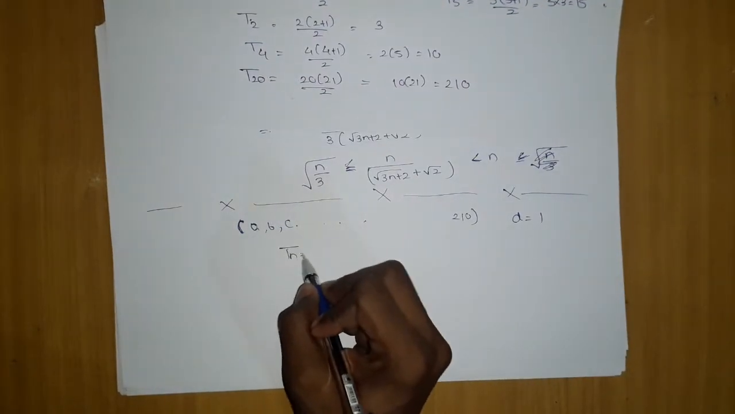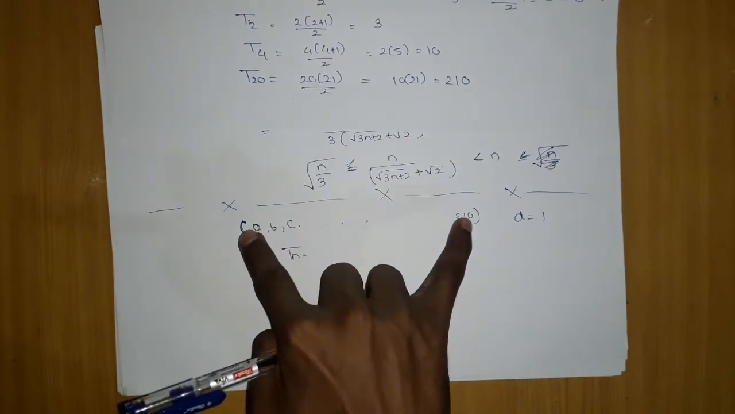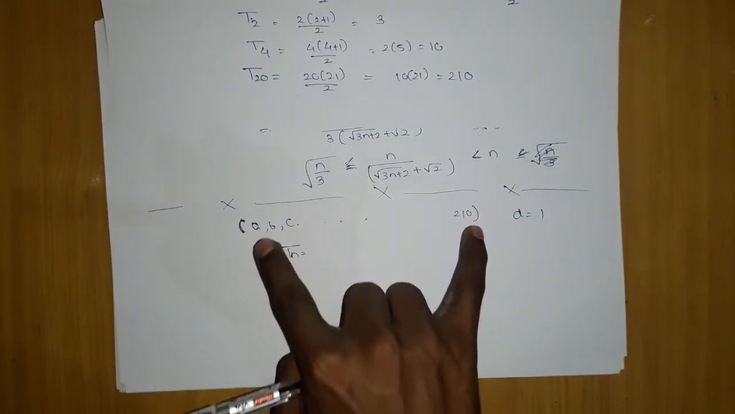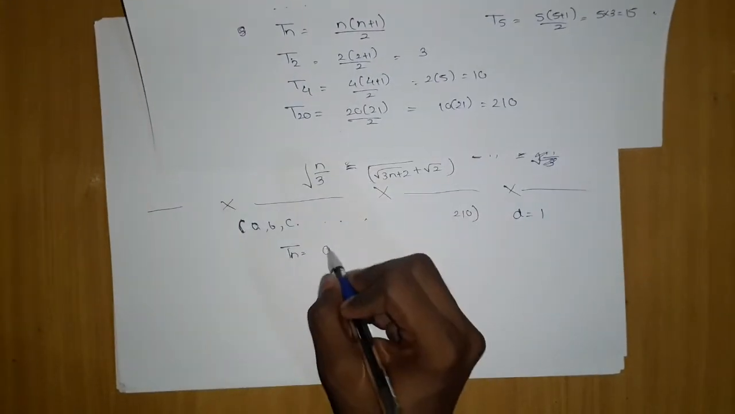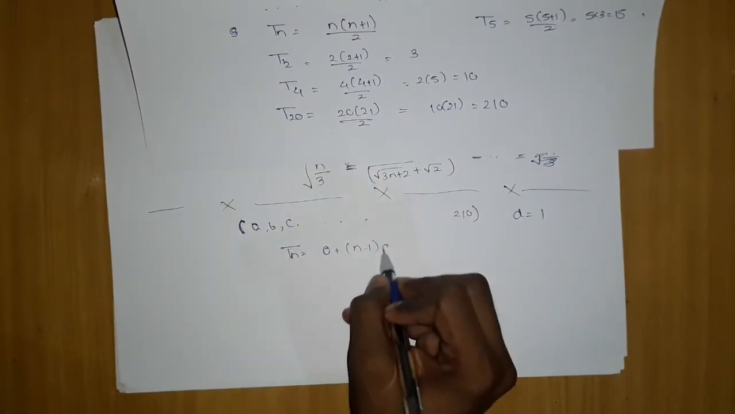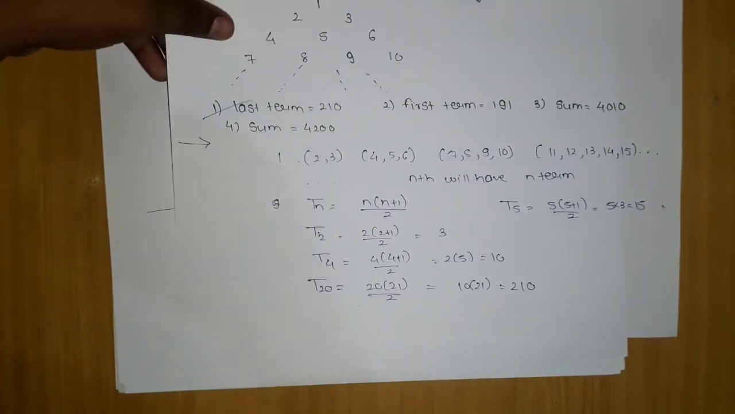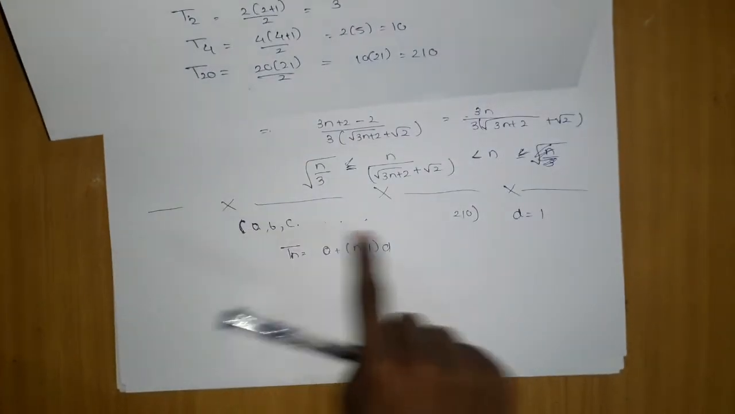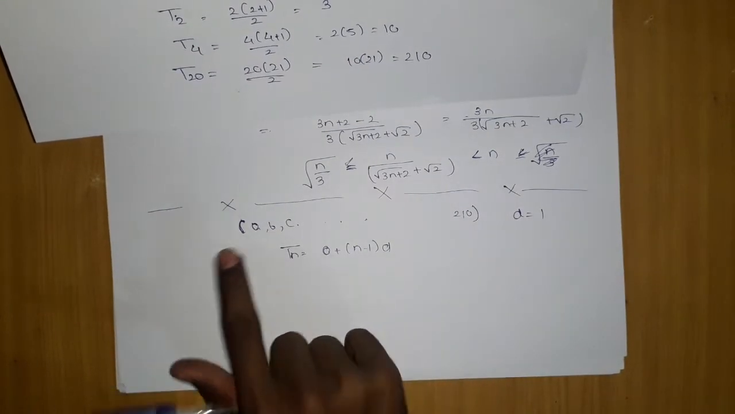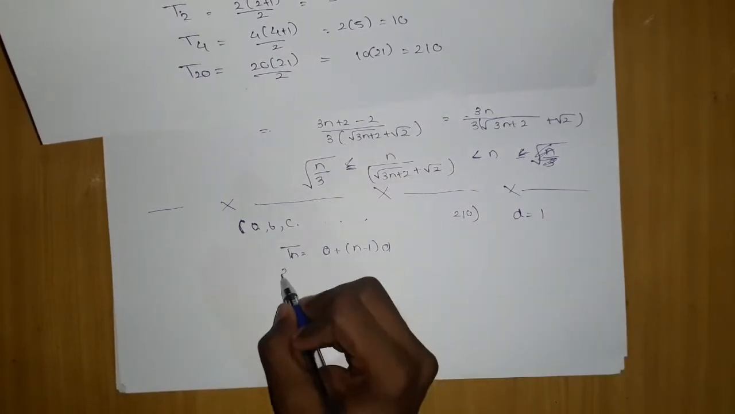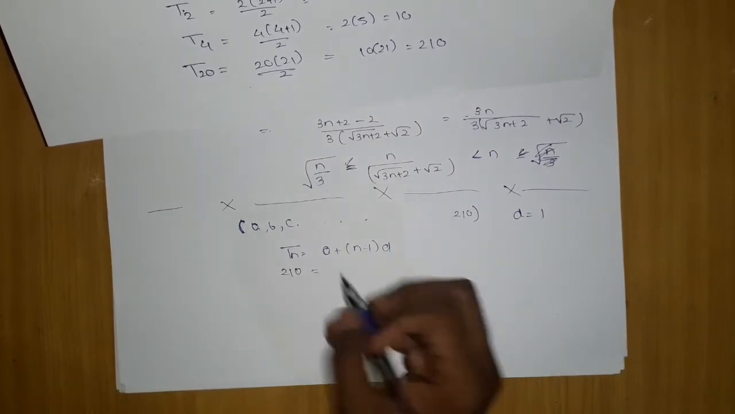So can I apply Tn? I can take this as a separate series and apply Tn, which is A plus bracket n minus 1 into d. Now you should never say that A is equal to 1, because I am taking the last term as my series. So A will be, I don't know. Tn I know. Yes, I know this series' last term, that means the 20th row I am finding.